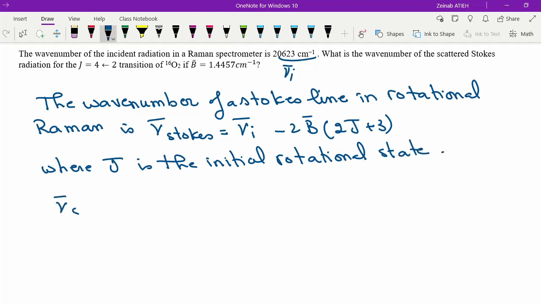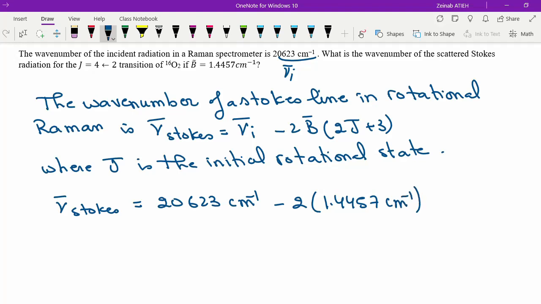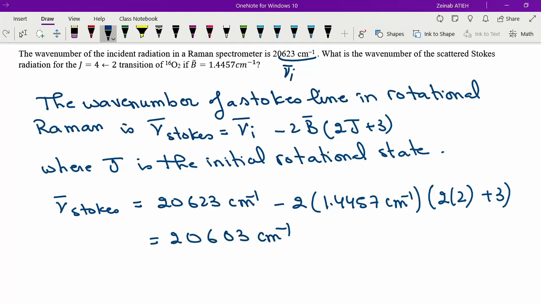So in our case, mu bar is equal to 20,623 centimeter minus 1 minus 2 B bar, which is 1.4457 centimeter minus 1, same unit, and 2 substitutes for J, 2 times 2 plus 3, and this is equal to 20,603 centimeter minus 1. You can see that the wave number is smaller than the incident wave number. So this is the case for Stokes lines.